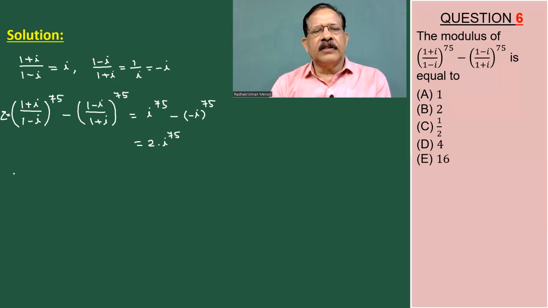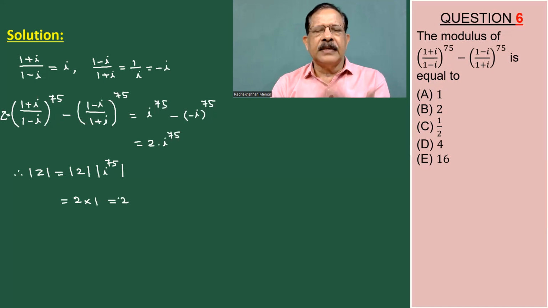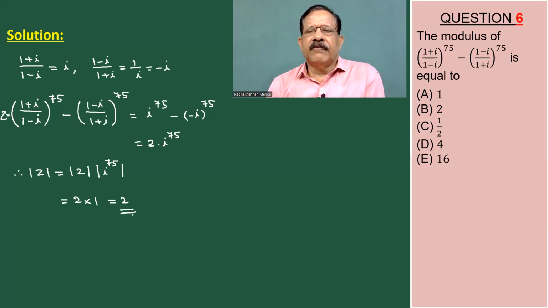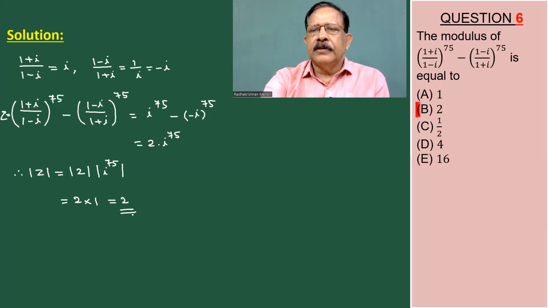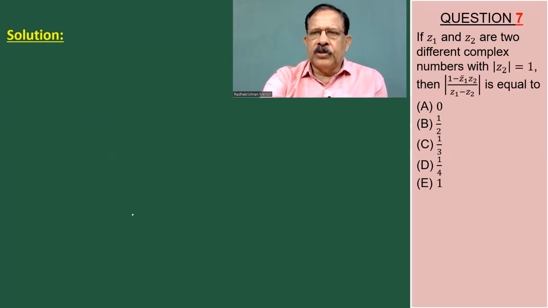You have to find the modulus of this complex number. Therefore, mod Z is equal to modulus 2 into modulus i raised to 75. Now, modulus 2 is 2 only, and modulus i raised to 75 is 1, because modulus i is 1. So the answer for that question is 2. So it is an easy question, but you have to use these properties of these results. Now let us go to the next question.